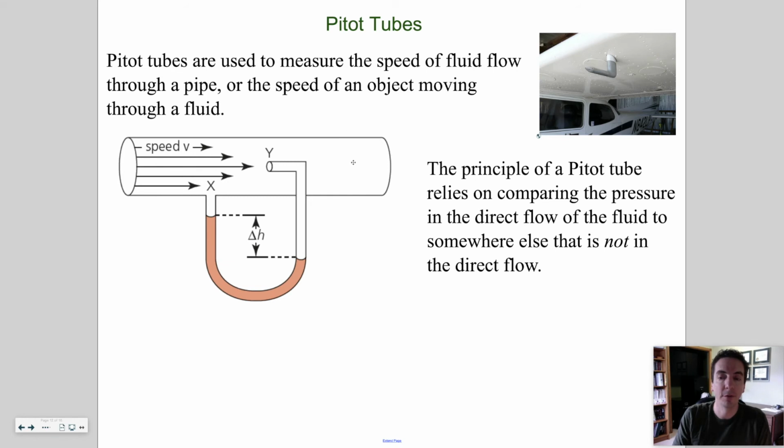The principle of a pitot tube relies on comparing the pressure in the direct flow of the fluid, right here, versus somewhere else that is not in direct flow, so right here. And again, going through this relatively quickly, we've got support here with another link, a video down in your Google Classroom assignment that you can take a look at. Also, it's mentioned in the textbook as well.